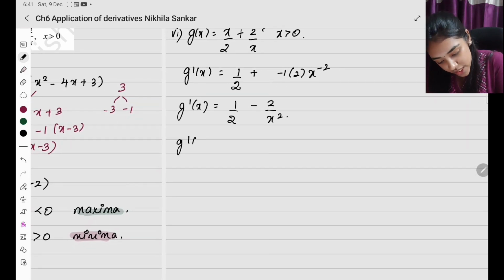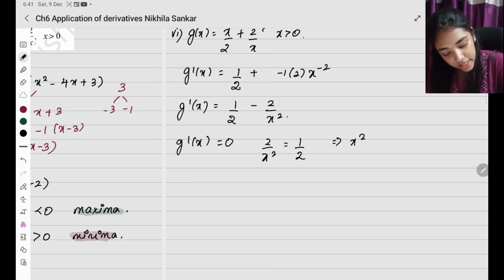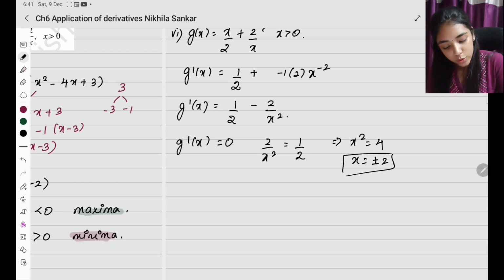When I equate this to 0, so g dash of x equals 0, now I have 2 by x square equals 1 divided by 2. So from this I have x square equals 4. So the value of x is going to be plus or minus 2. So I have two different critical points. I have to find out my maxima and minima.